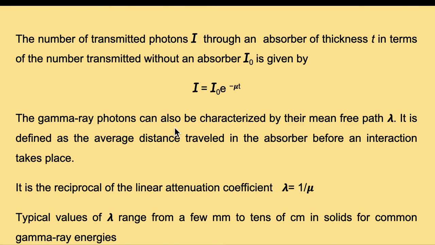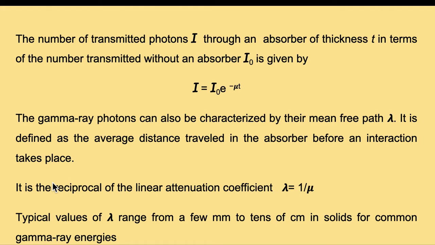The gamma ray photons can also be characterized by their mean free path lambda. Mean free path, actually in collision, you are normally taking that in solid state physics. So, it is defined as the average distance traveled in the absorber before an interaction takes place. So, it is the distance a gamma ray can travel before an interaction.